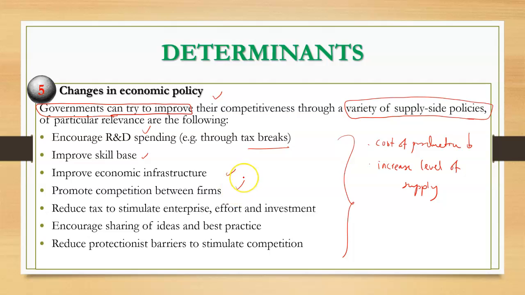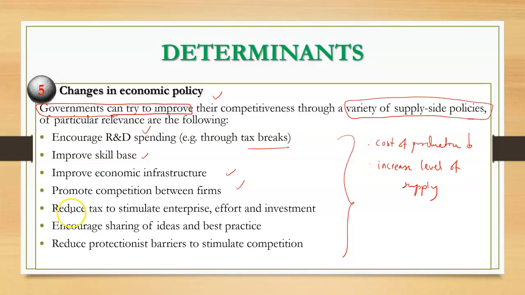Promote competition between firms. This is very, very important. When there's competition between firms, which means between companies, companies tend to be very careful when they adjust their price. They wouldn't want to increase their price too much that causes them to be less competitive. Okay, so competition can encourage price stability.